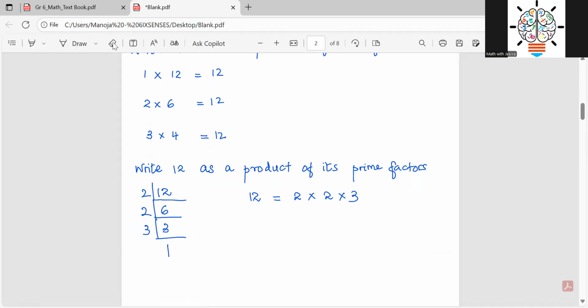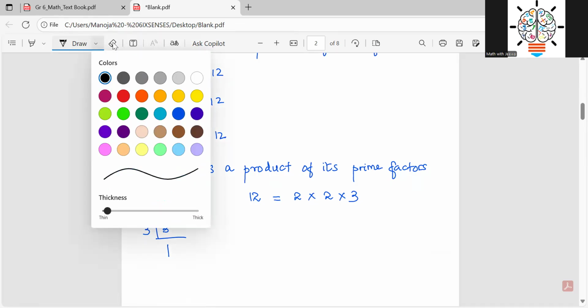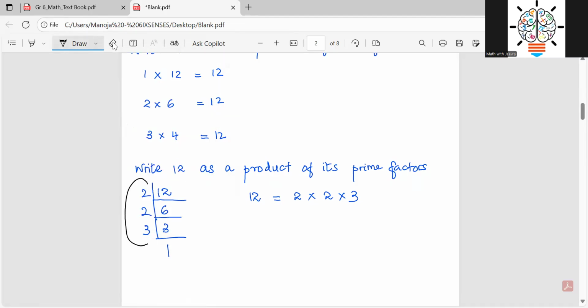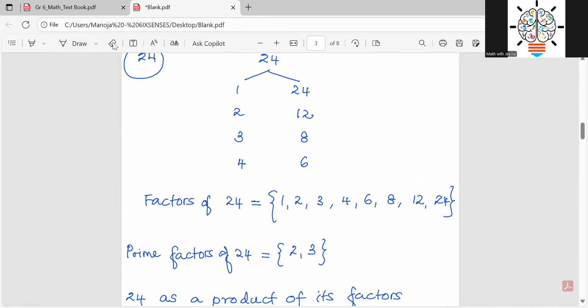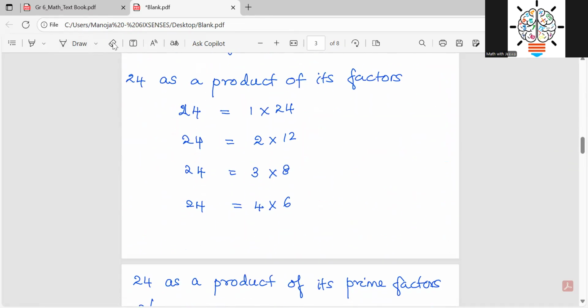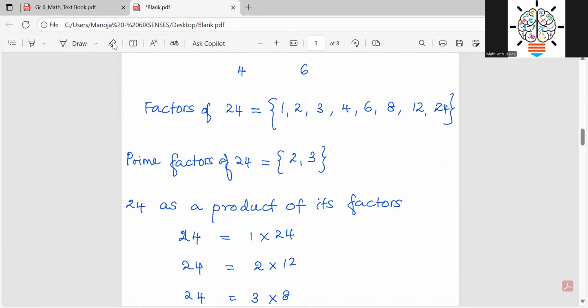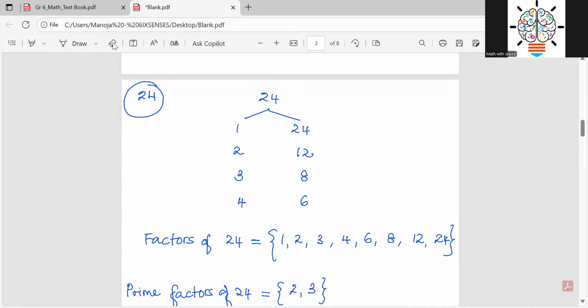Then you can write down the product 2 times 2 times 3. From where did you get that? The 2 times 2 times 3 comes from this part, right? You multiply them together, you get the answer. 2 times 2, 4, 4 times 3, 12. I did the same kind of question with the number 24. You can go through this, pause the video and understand what I have done, right?